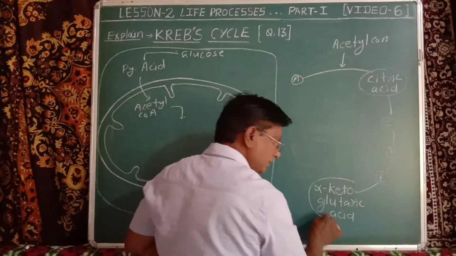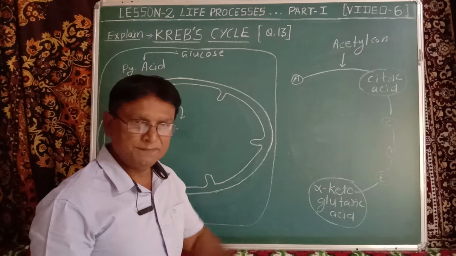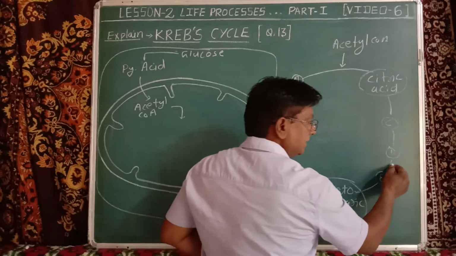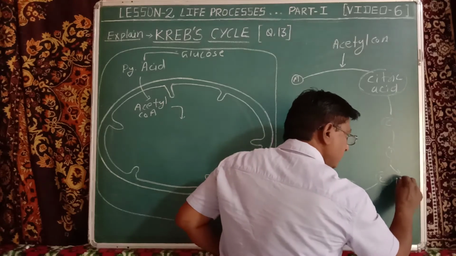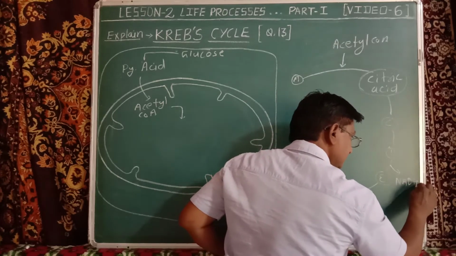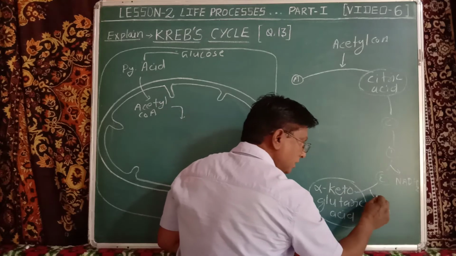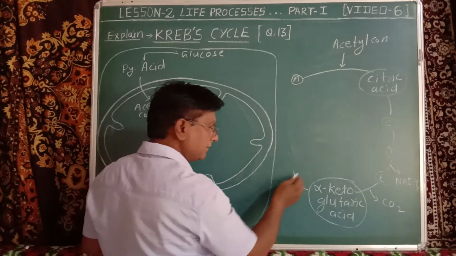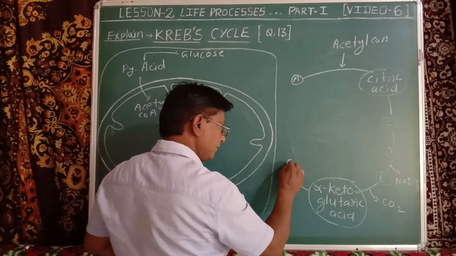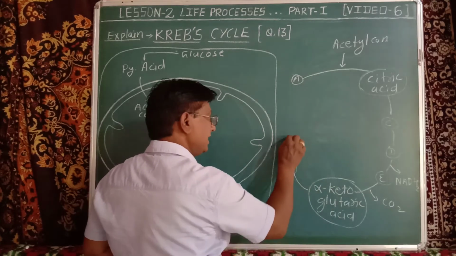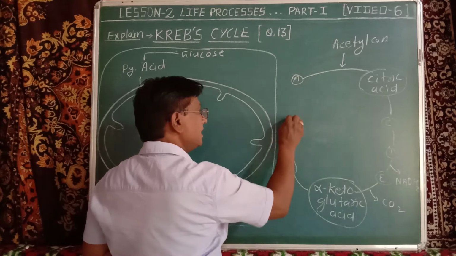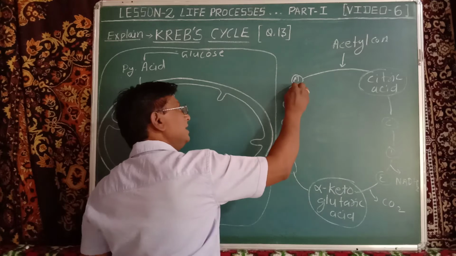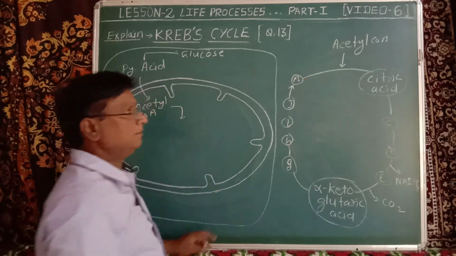This name is not given in the textbook, but it is an important compound which is formed during the Krebs cycle. During this cycle, NADH2 is formed. Here carbon dioxide is released out. Again, many other chemicals are formed, for example G, H, I, J, etc. And ultimately, again the chemical A is formed.